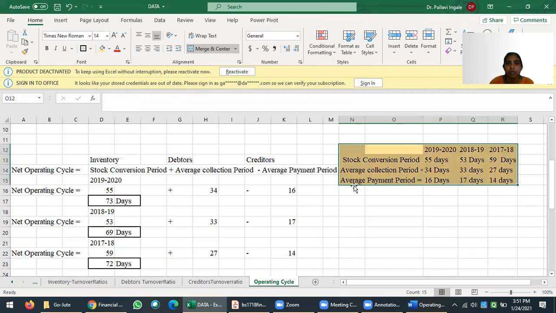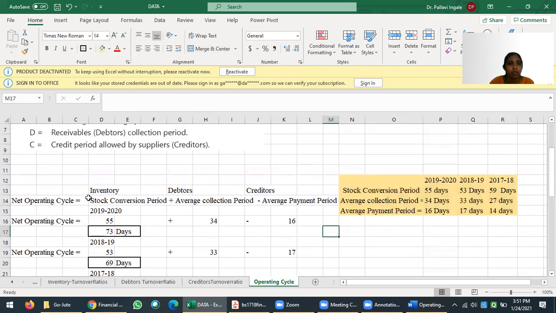Okay, so now what is the formula? Net operating cycle: inventory plus debtors minus creditors. Correct. WIP we don't have, finished goods we don't have, so we are converting only inventory. For inventory, what have we calculated? Stock conversion period. For debtors, what have we calculated? Average collection period. For creditors, what have we calculated? Average payment period.